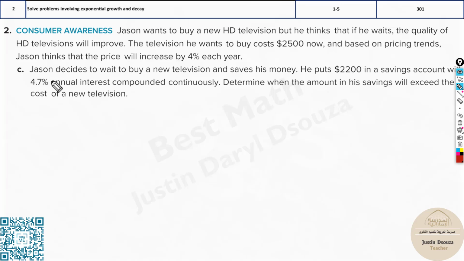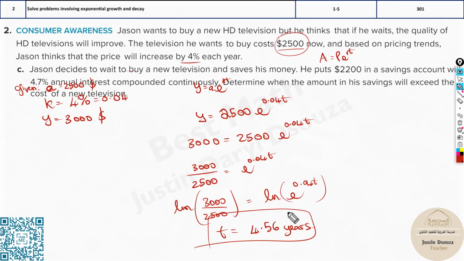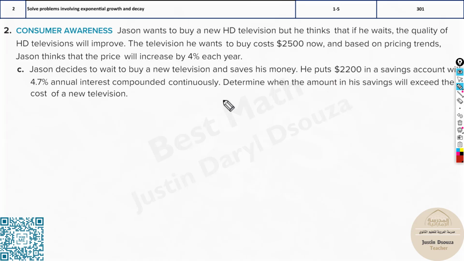So the same thing we did a while ago, see this equation which we have written, right? Now we have to write again for this one. When will this equation be greater than this equation? In the sense, when will the money which he puts in be greater than the cost of the TV? So this is the money saving.